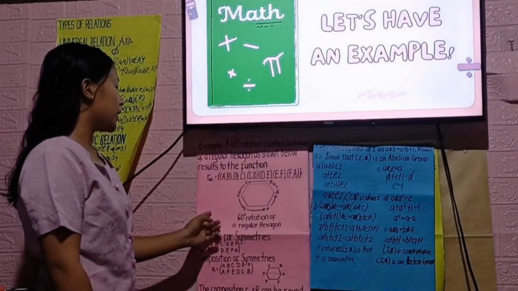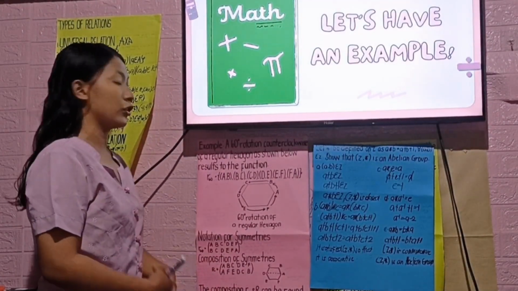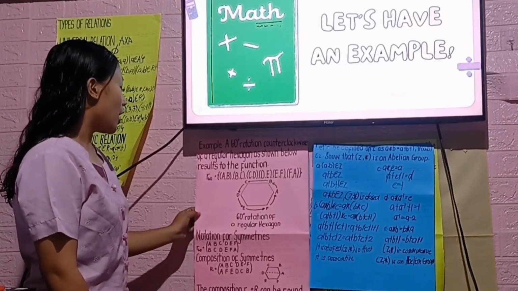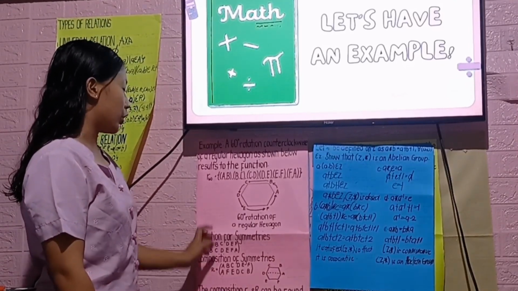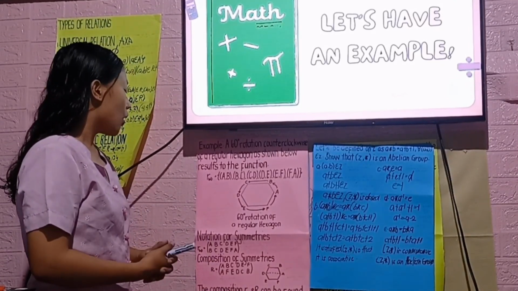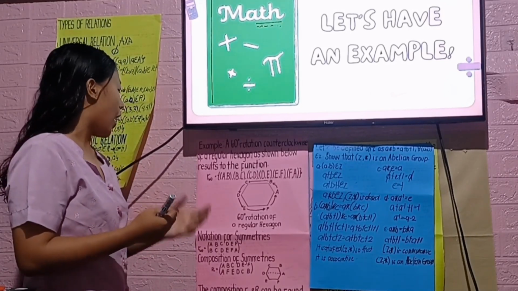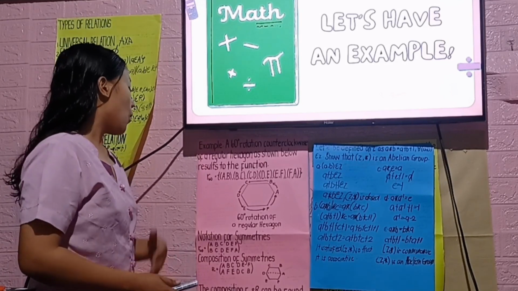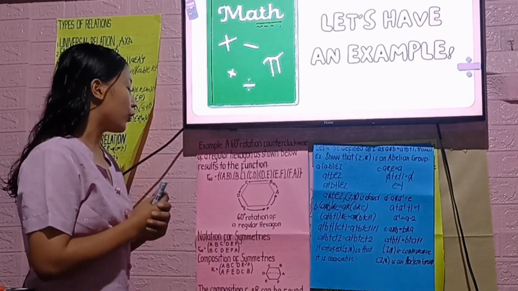So is R sub 60 a one-to-one function? Yes, it is a one-to-one function. Is R sub 60 an onto function? Yes, because all of the elements of the codomain have a pair in the domain. So the range is equivalent to the codomain.